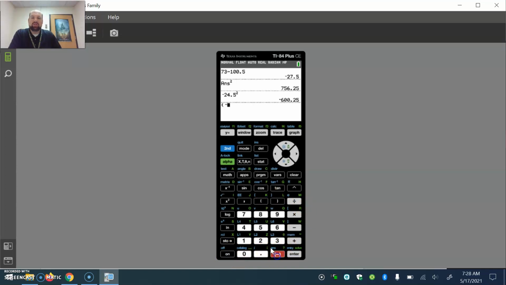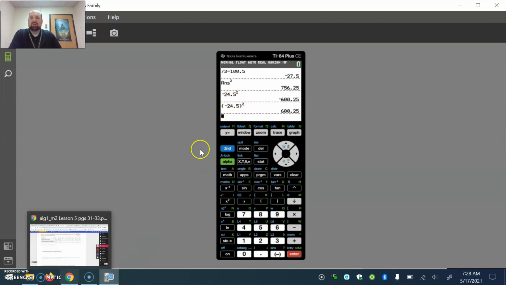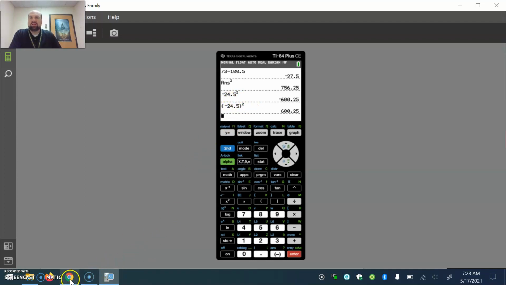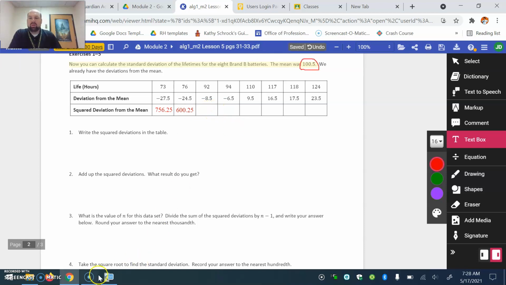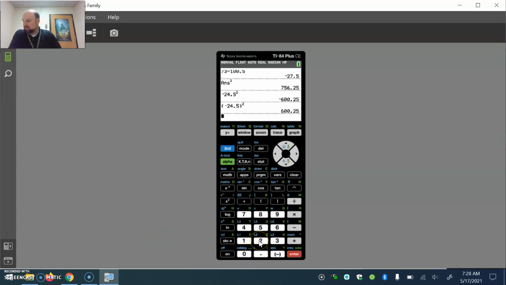I needed to use parentheses with my negative. So you should not get a negative answer with this. If you do, you did something wrong like I did. Calculators are not smart. They actually need you to be smart. So parentheses are necessary for this to work. So we get 600.25.